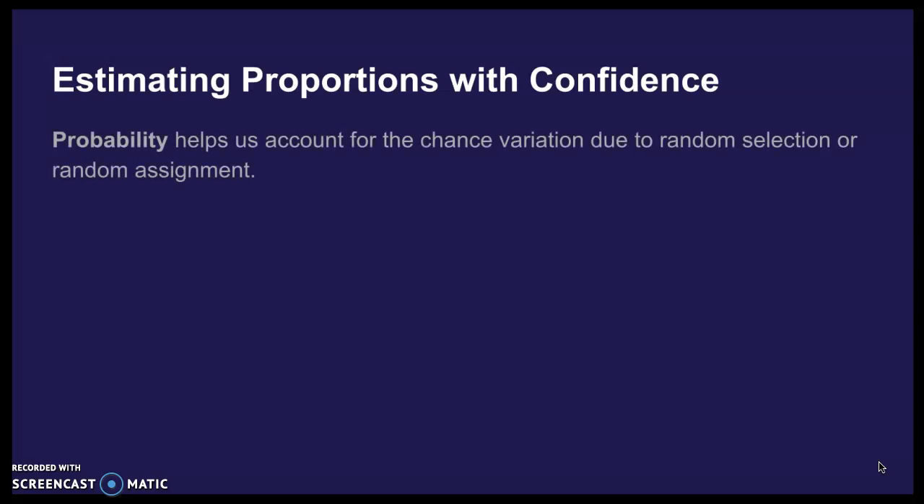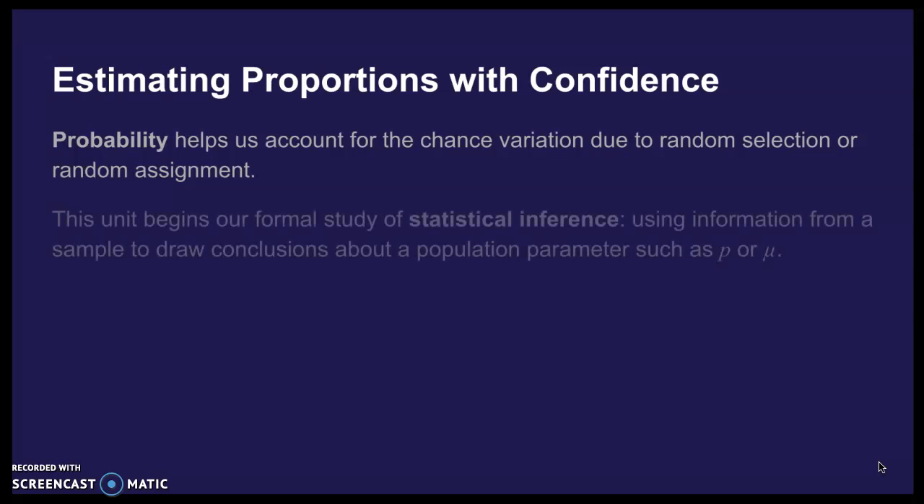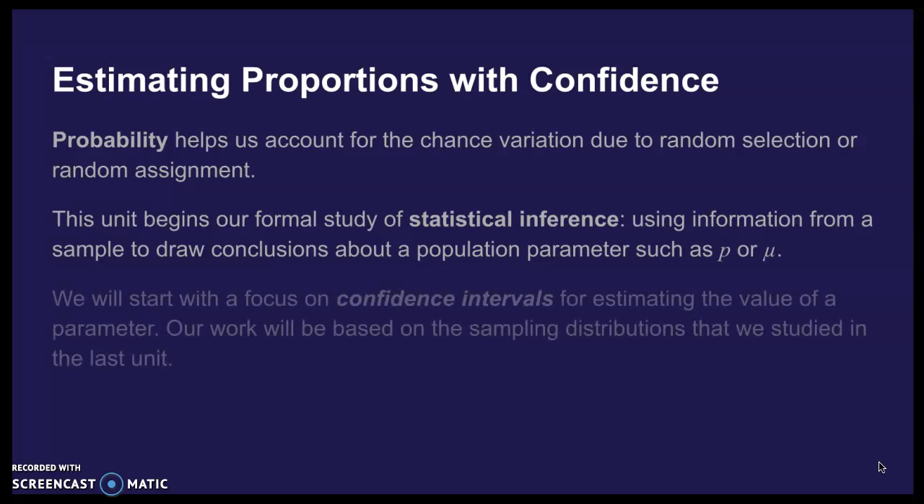Probability helps us account for the chance variation due to random selection or random assignment. This unit begins our formal study of statistical inference, which is using information from a sample to draw conclusions about a population parameter such as p or mu. We will start with a focus on confidence intervals for estimating the value of a parameter. Our work will be based on the sampling distributions that we studied in the last unit.